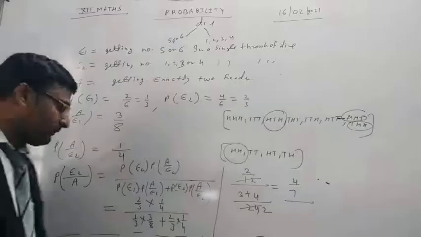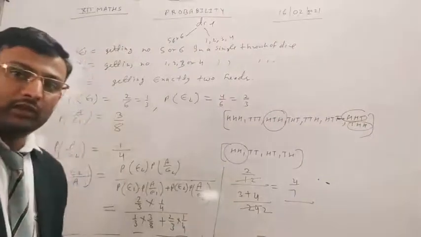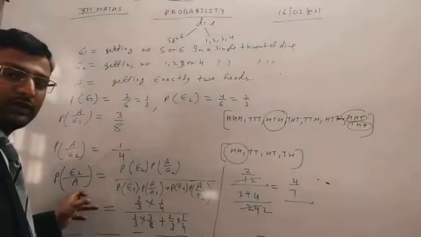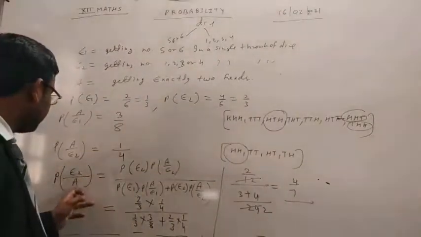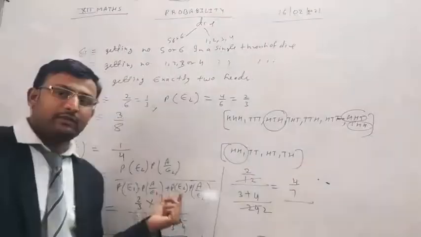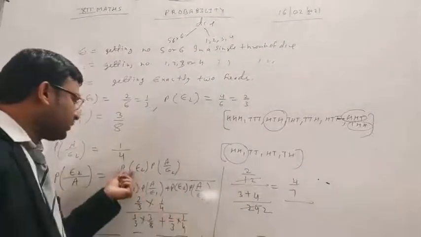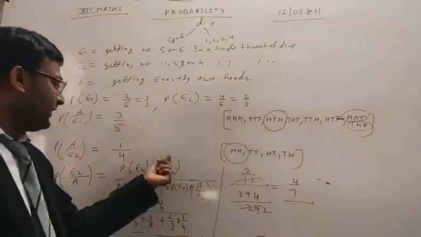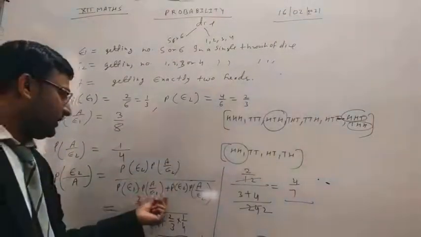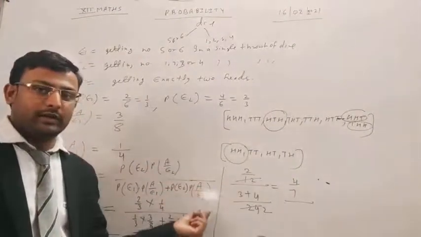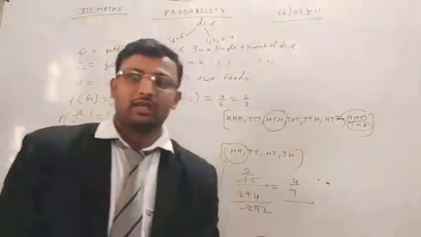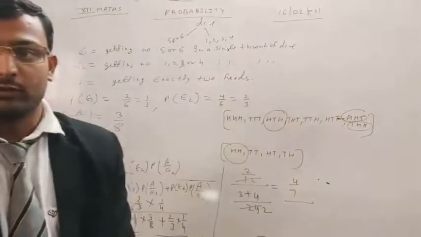And students, we have to find the probability that she got 1, 2, 3 or 4 with the die. So we have to find the probability of E2 given A, that is E2 by A. Using Bayes theorem, we find probability of E2 times probability of A by E2, divided by probability of E1 times probability of A by E1 plus probability of E2 times probability of A by E2. Putting all the values students, we get the probability 4 by 7. I hope you understand students. Now we move to the next question.